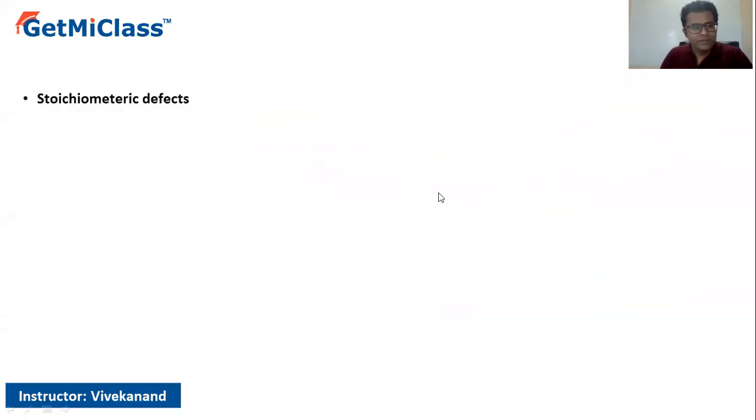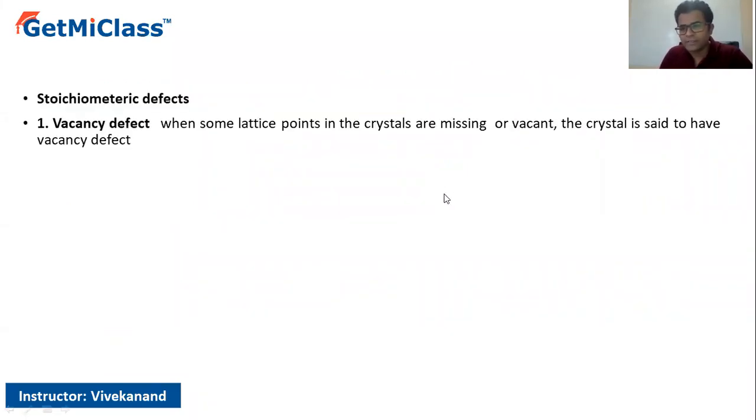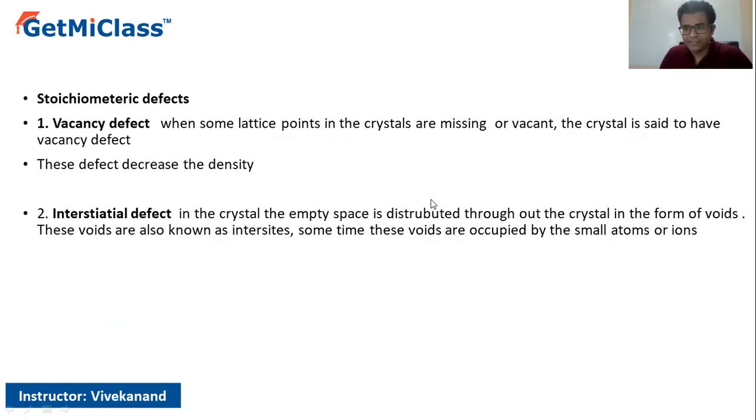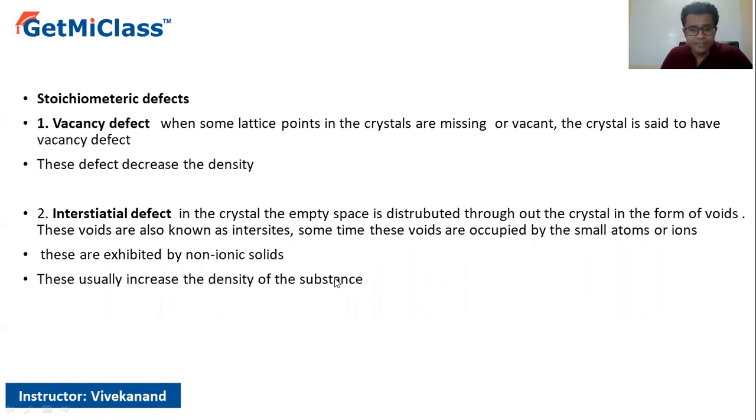So this is about the vacancy defect and the interstitial defect. Let's observe all these points. Stoichiometric defects are defects which do not disturb the stoichiometry of the compounds. These are classified into two types. The vacancy defect is found when some lattice points in the crystal are missing or vacant. Then the crystal is said to have the vacancy defect. These defects decrease the density. Interstitial defects are defects wherein the voids, or intersites, distributed throughout the lattice are occupied by smaller atoms. These are exhibited by non-ionic solids, and here we observe an increase in the density of the substance, right?